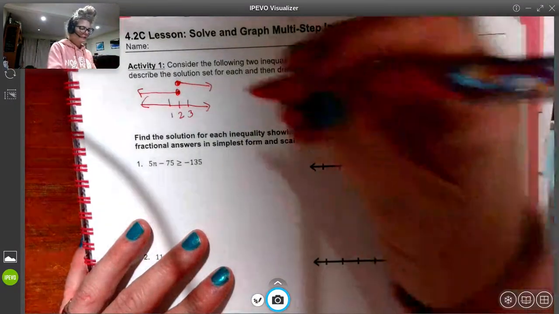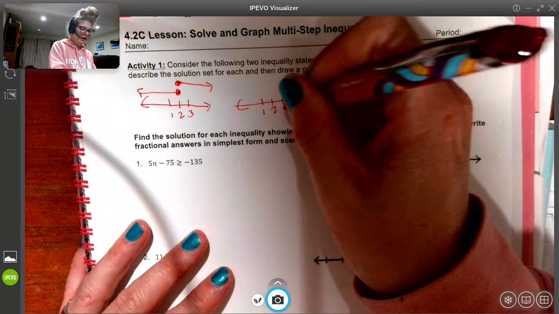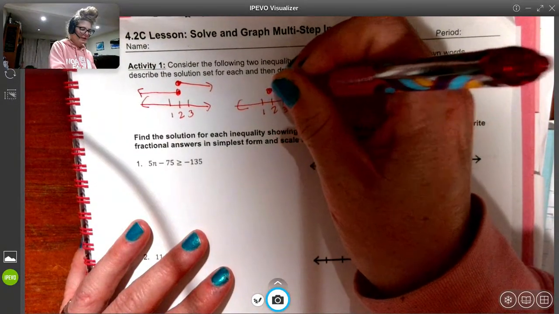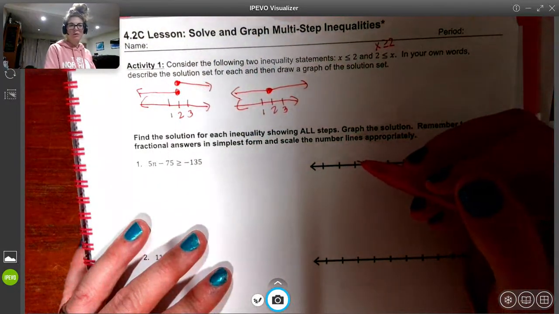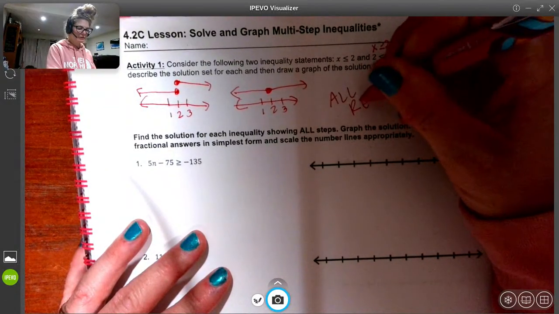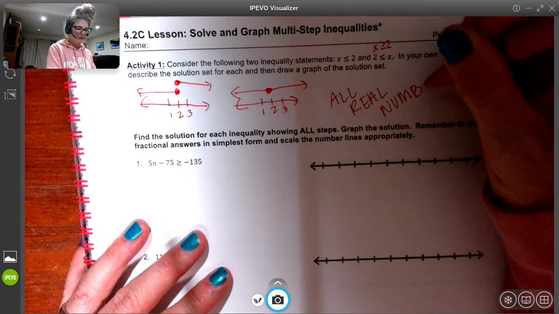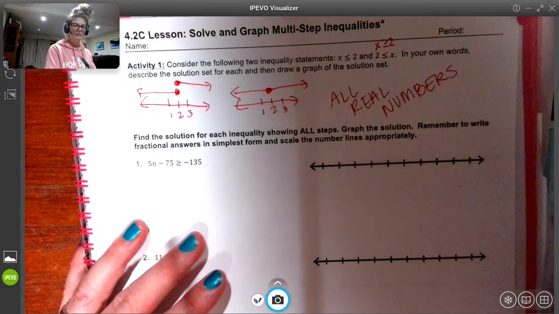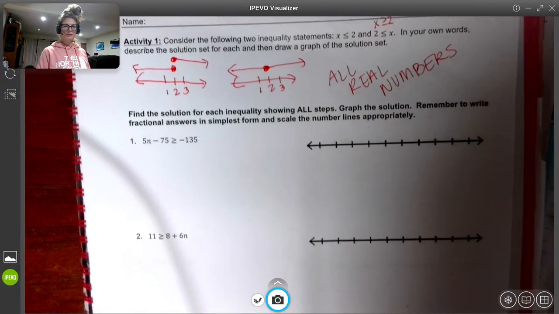What does this look like? Well, that means our graph would look something like this, meaning I have 2 and all the numbers above 2 and all the numbers below 2, which means this answer is all real numbers. So another example of not infinitely many solutions because we're dealing with inequalities, but all real numbers.